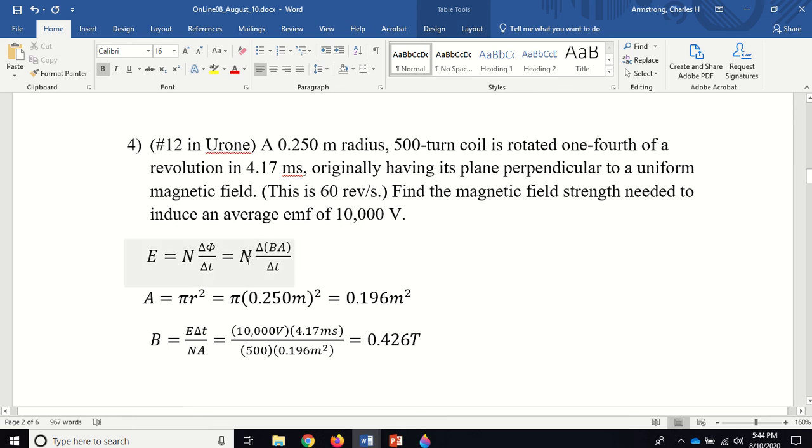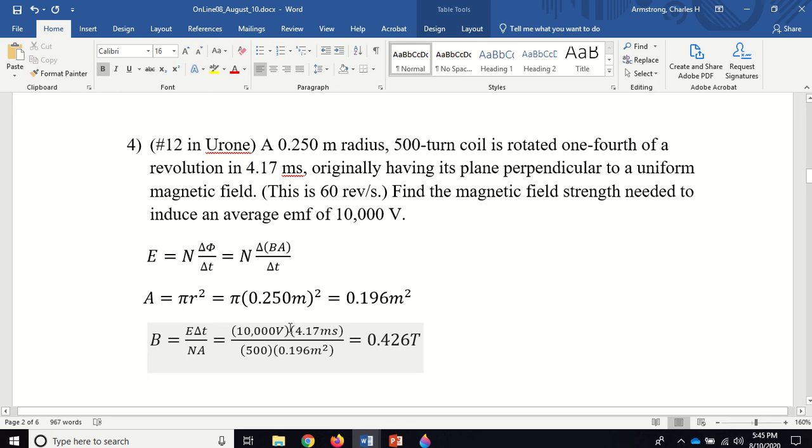So we've got the N out here, the number of turns, we know that's 500. The change in the magnetic field, the change in the area. Okay, area is going to be equal to 2 pi r. That's that value right there. So the area doesn't change. It's just the magnetic field that's changing. So we solve for the magnetic field here. So you've got E delta T divided by the number of turns times A.